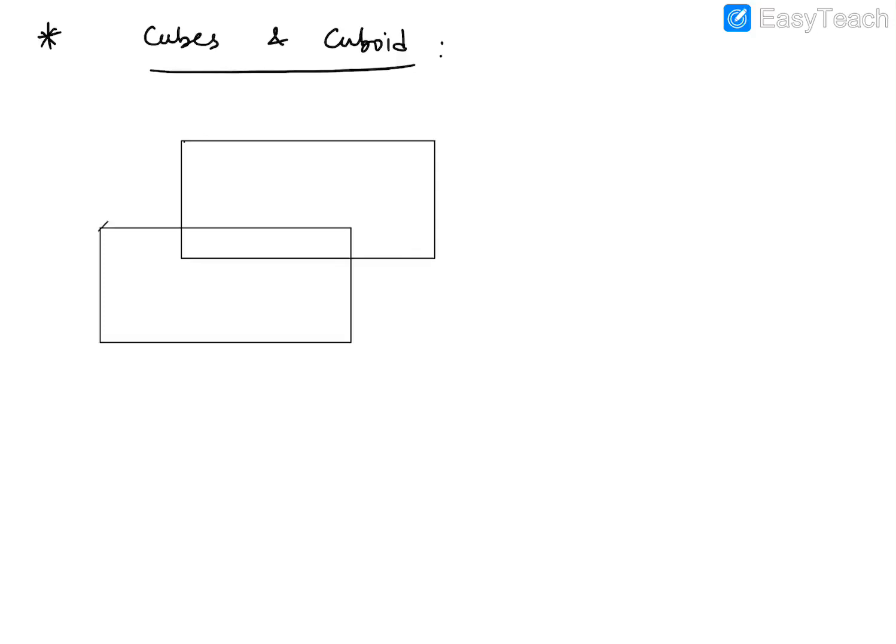Let me draw a cuboid first. So basically your shoebox or a room or a hall, they are basically in the shape of a cuboid. So let's say that's the length of your cuboid. What you can see here is the breadth. Sorry, this is the breadth and this is the height of the cuboid.